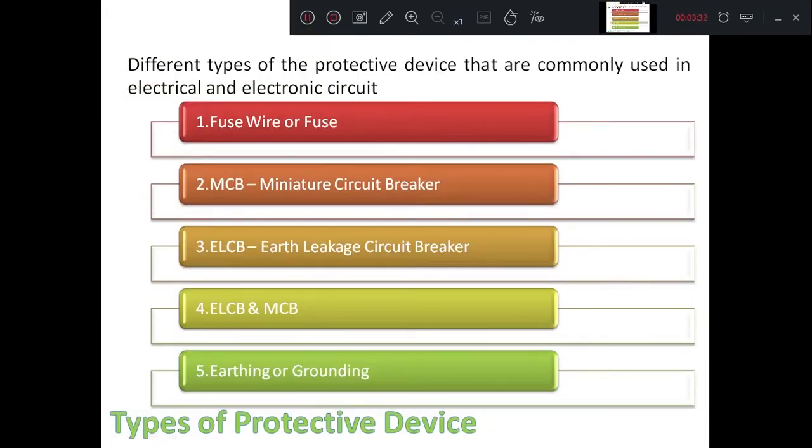There are different types of protective devices that are used in the electrical system. The one is the fuse wire, or simply it is called a fuse. Then the second device we are using is the MCB, called a miniature circuit breaker. Then there is an earth leakage circuit breaker, called ELCB, and sometimes we use the combination of ELCB as well as the MCB for better performance. And most importantly, there is a provision of earthing or grounding in the system. These are the protective devices you use in the electrical system for protecting against the abnormal conditions.